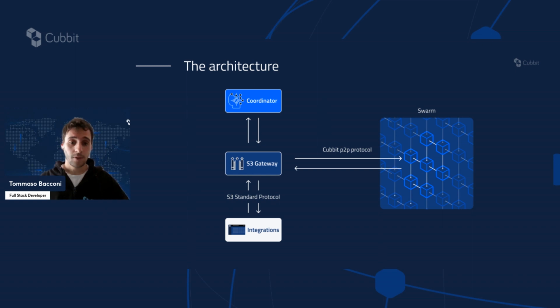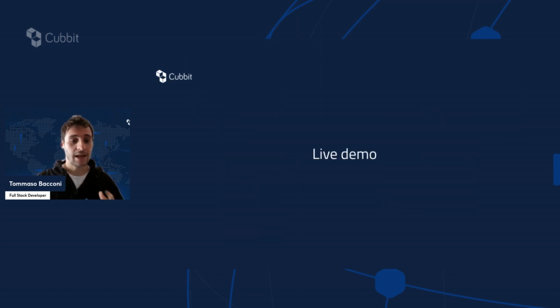And on top of these gateways, the swarm, and other services, we have our coordinator, which is a complex entity made of a lot of microservices, whose purpose is to monitor the status of the network and also to maintain databases and offer other tools to handle all our architecture. That said, let's see the live demo.